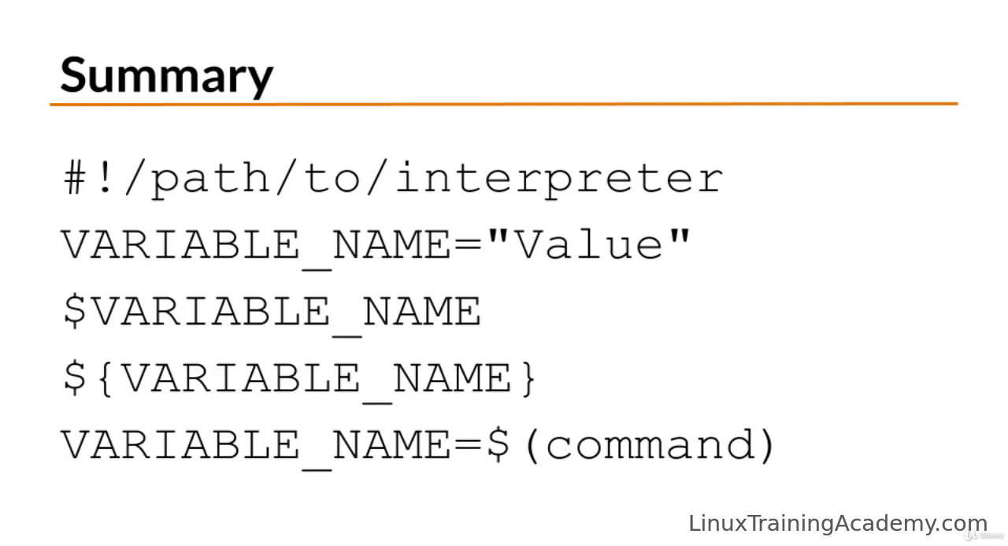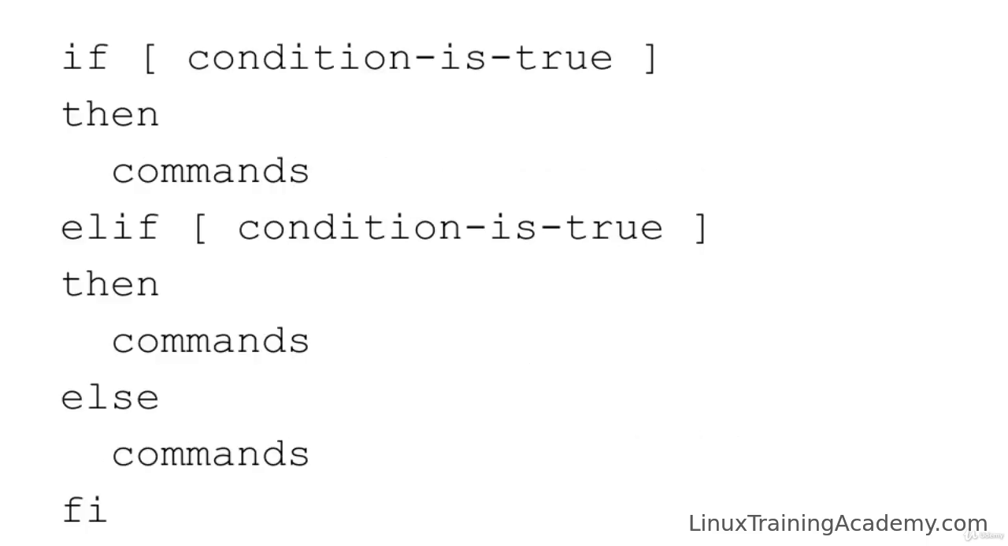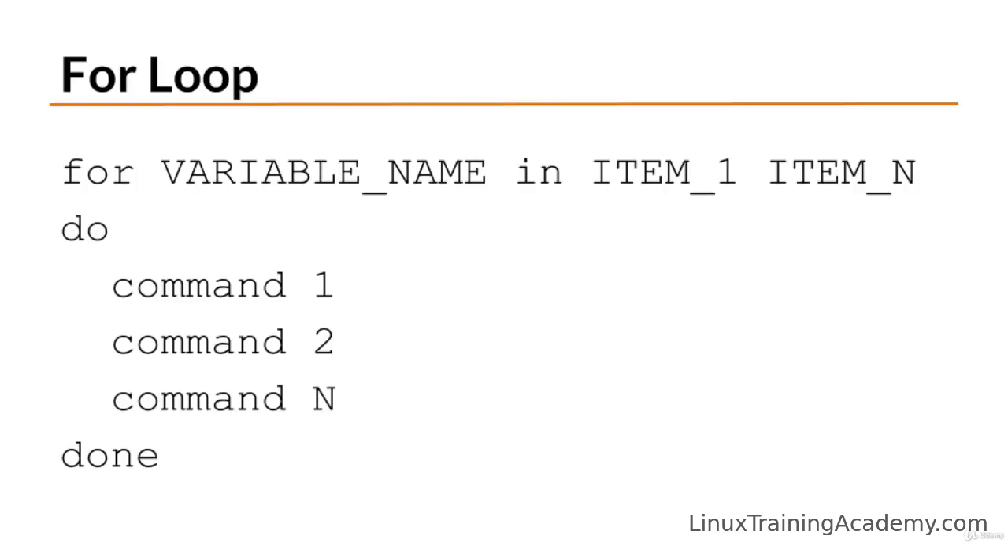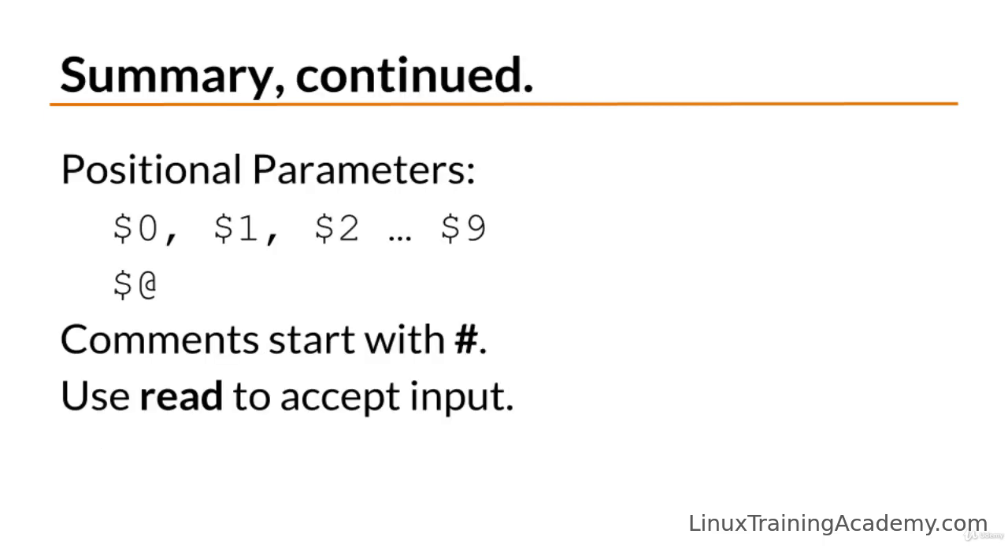To assign the output of a command to a variable, enclose the command in parentheses and precede it with a $ sign. Perform tests by placing expressions in brackets. Tests are typically combined with if statements. Use if-else, or if-elif-else statements to make decisions in your scripts. To perform an action or series of actions on multiple items, use a for loop. To access items on the command line, use positional parameters. The name of the program is represented by $0. The first parameter is represented by $1, and so on.